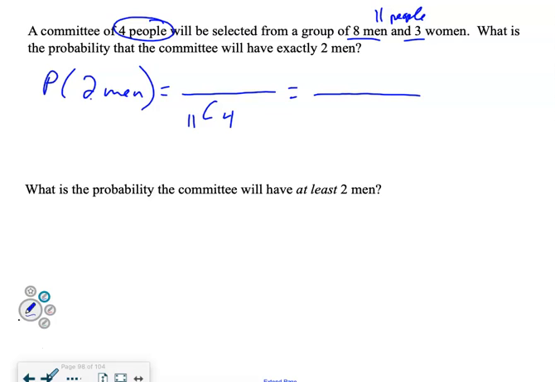Top, we want 2 men. There are 8 men available, so 8 choose 2. But now you have to ask yourself, anytime we do these committee problems or group problems, is your committee full? And in this case, it's not. It only has 2 people, but we want 4 people on it. So that means the other 2 people have to be 2 women.